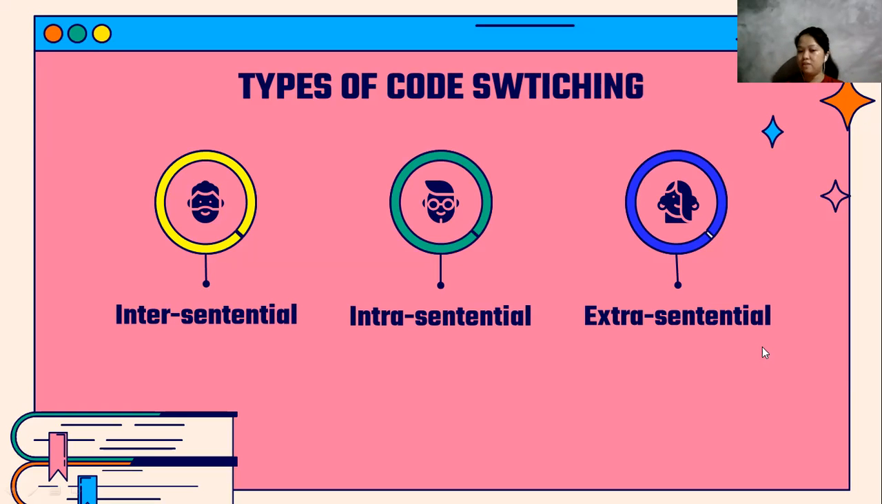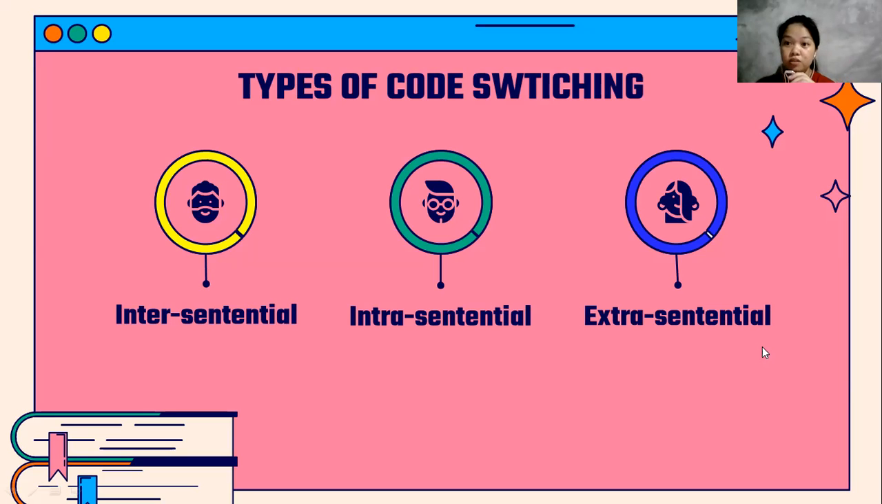So it's called intrasentential. And then you also have the third one, which is called extrasentential. This is switching of either a single word or a tag phrase, or both, from one language to another. This type is common in intrasentential switches.